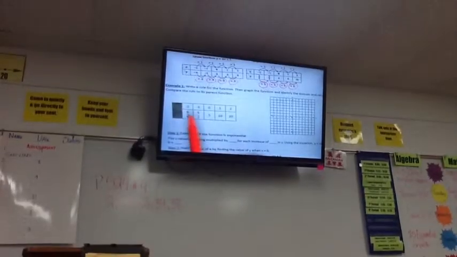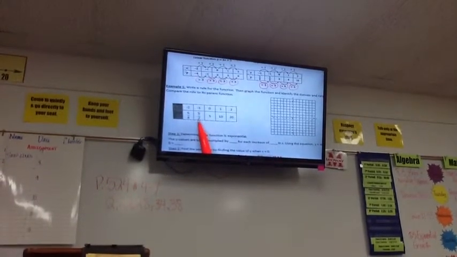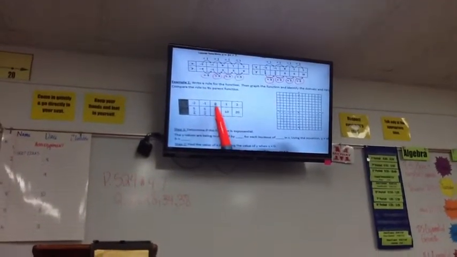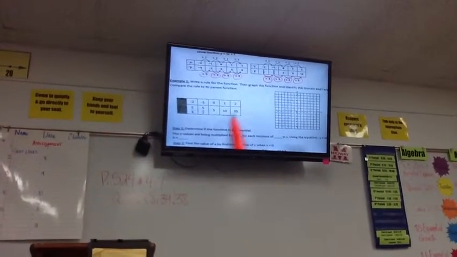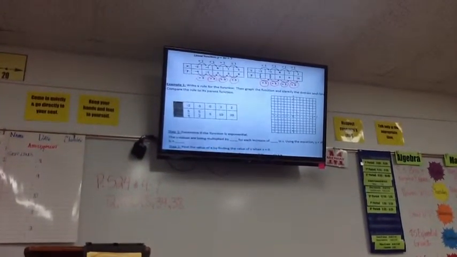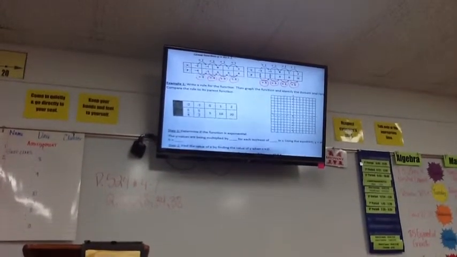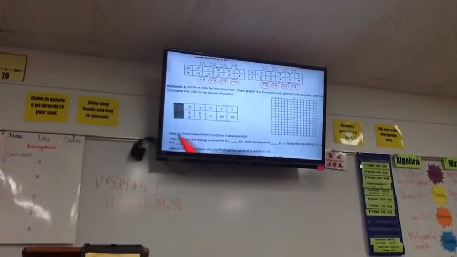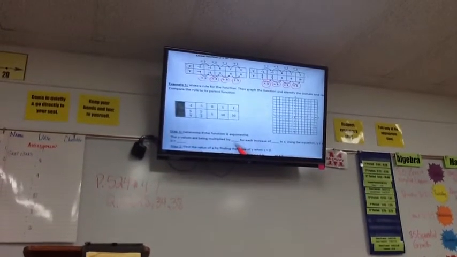Take this set of data. X is negative 2, y is 5 over 4. X is negative 1, y is 5 over 2. X is 0, y is 5. X is 1, y is 10. X is 2, y is 20. And we're going to come up with the rule or the function for this set of data. There are 3 steps that we need to take. Step 1 says determine if the function is exponential. How do I determine if it's exponential?